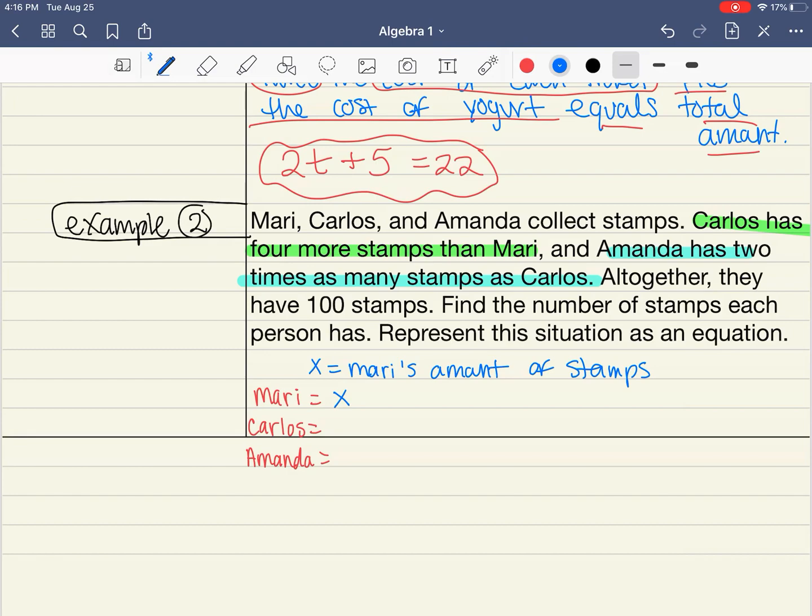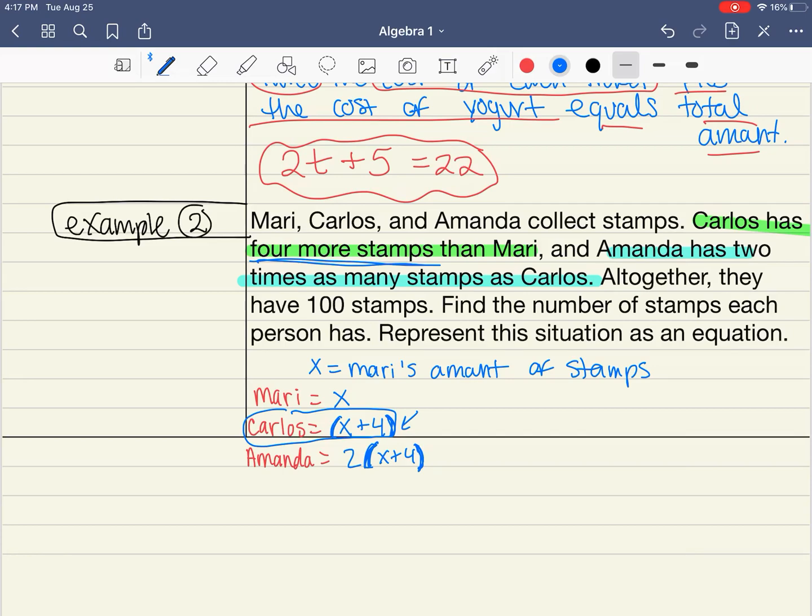So if Mari is x, if we go and read about Carlos, Carlos has 4 more stamps than Mari. So 4 more than means plus 4. So Carlos will be x plus 4. Amanda has 2 times as many stamps as Carlos. So 2 times, well, what is Carlos's amount? X plus 4. So you have to put that part in parentheses because this expression has 2 terms. So if we're going to multiply Carlos's amount by 2, the entire expression has to be multiplied. So those parentheses are critical.